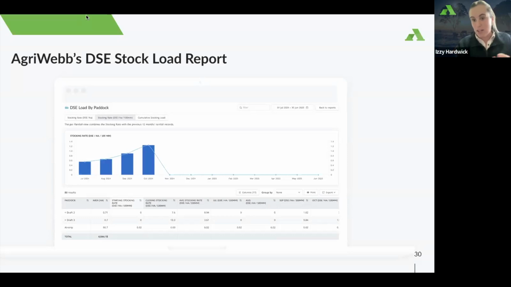I know a lot of people have that gut feel and you can see it in your pastures, but this is the data to back up your gut feel about your farm. So I think that's one thing. It's really useful for a range of different reasons. You can use these reports.